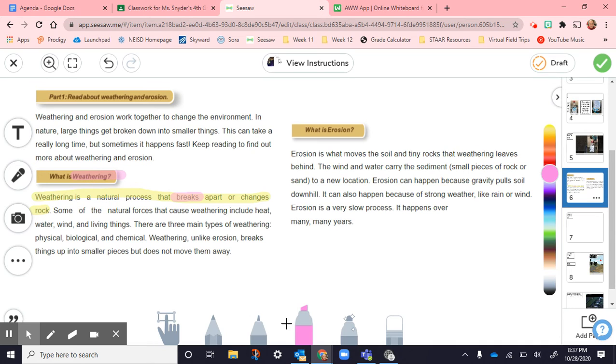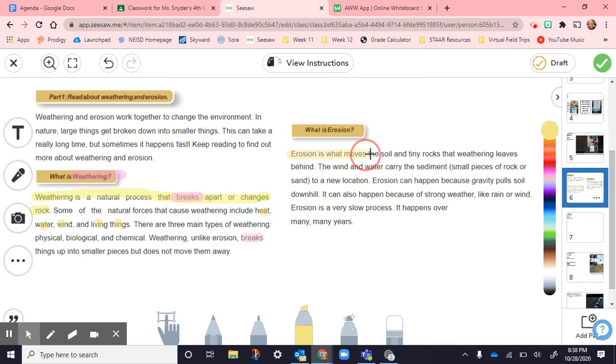It says some of the natural forces that cause weathering are heat, water, wind, and living things. There are three main types of weathering. You can have physical, biological, or chemical. And weathering, unlike erosion, breaks things up into smaller pieces but doesn't move them away. So it's purely just that break. Okay? So breaking into smaller pieces. The moving away, that's erosion's job.